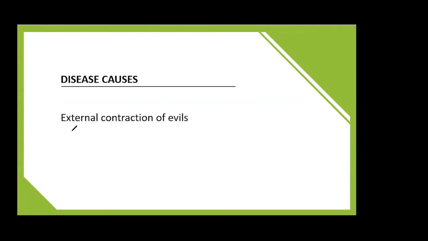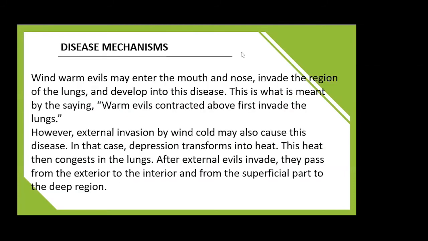The illness is mainly caused by external pathogens, EPI. But still, if the body's 正气 is stronger, even if pathogens invade, they still do not cause problems. So we say wind warm pathogen goes through the mouth and nose, then invades the lung.